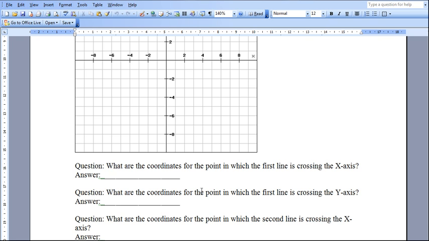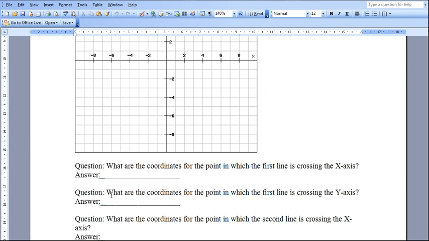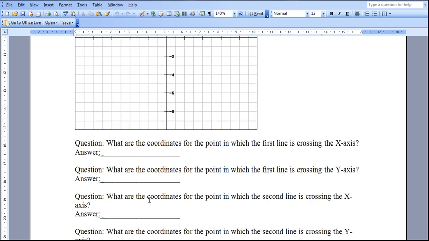What are the coordinates for the point in which the first line is crossing the y-axis? Well, it's the same, because as we can see in the picture, this is the y-axis, and this line is crossing the y-axis here. It's the same point. So the answer here is 0, 0.